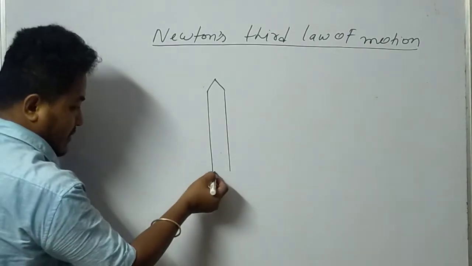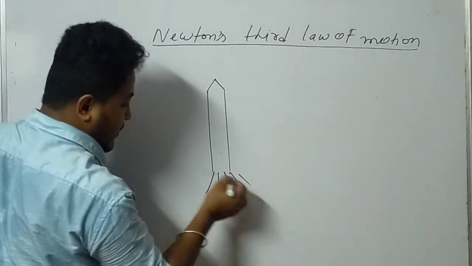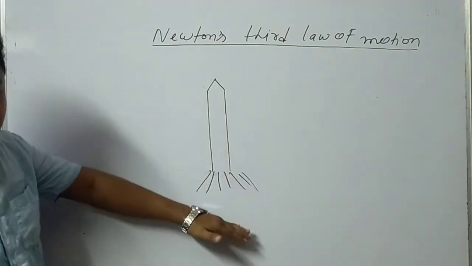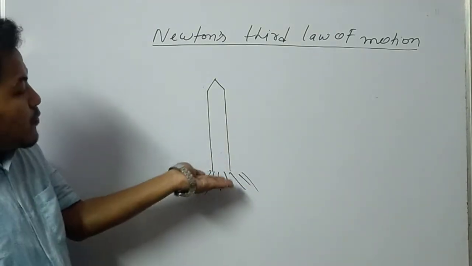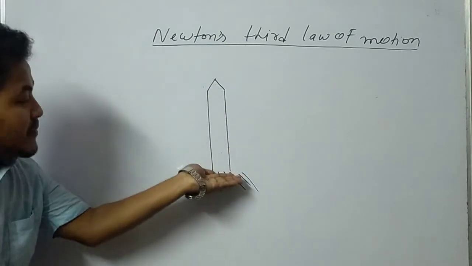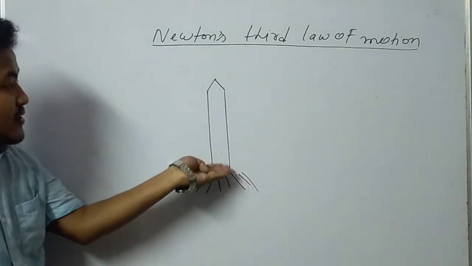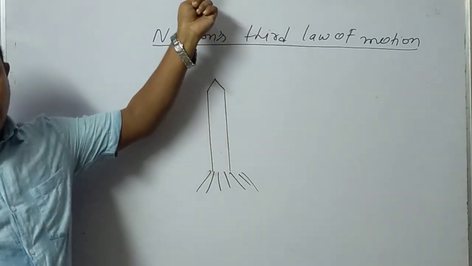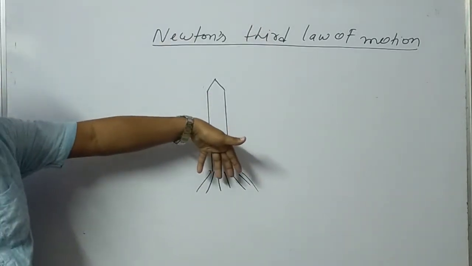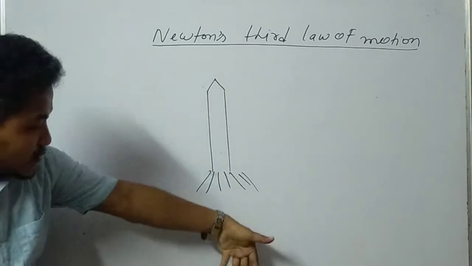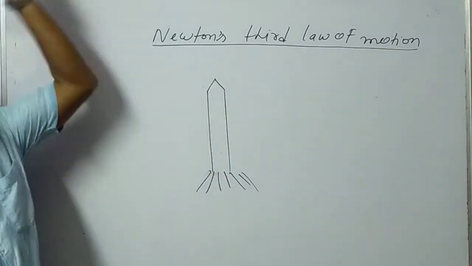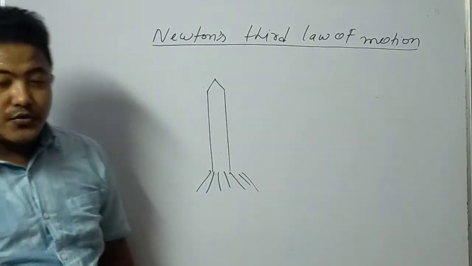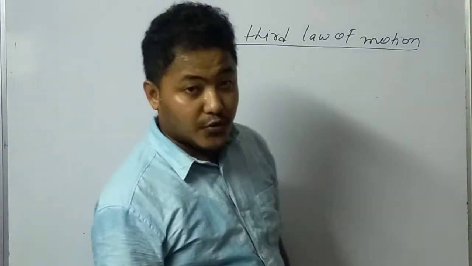What happens? Explosive fuel is burned in the backward direction. That means when this fuel is burned, an opposite force is given in this way. That means a tremendous amount of force is exerted so that the rocket can lift upward. Am I clear? These explosions of gases will give a force in this way, hence it will give an opposite upward thrust or upward force. So these are examples of Newton's third law of motion.